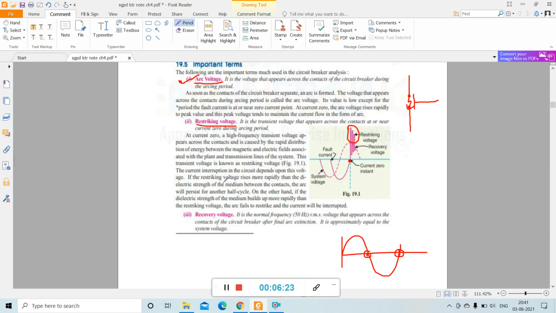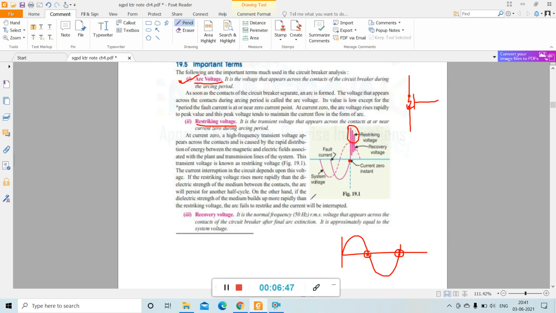The current interruption in the circuit depends upon this voltage. If the restriking voltage rises more rapidly than the dielectric strength of the medium between the contacts, the arc will persist for another half cycle.